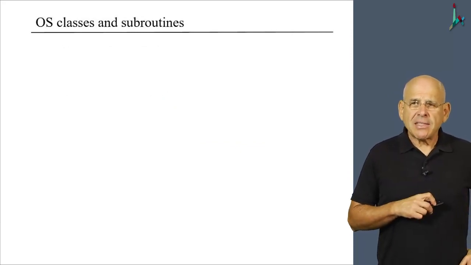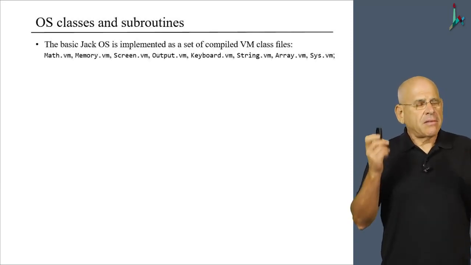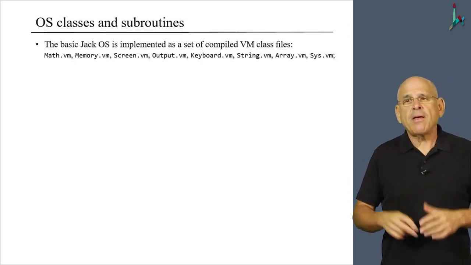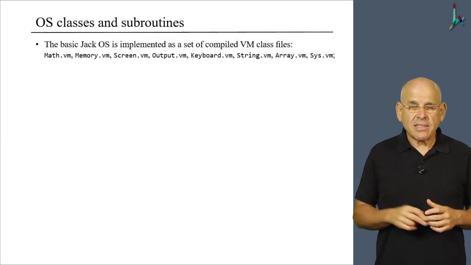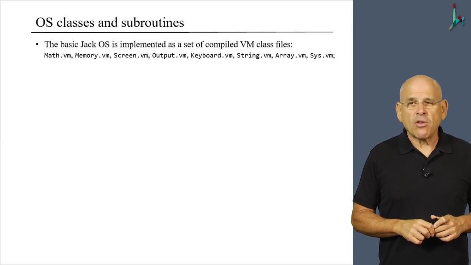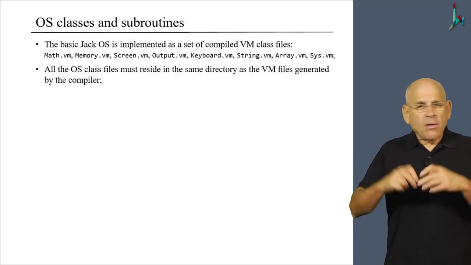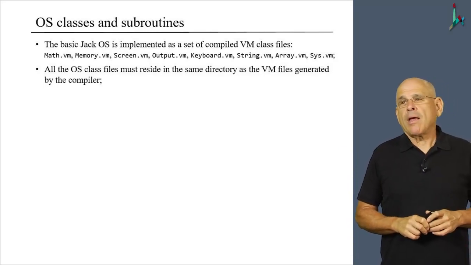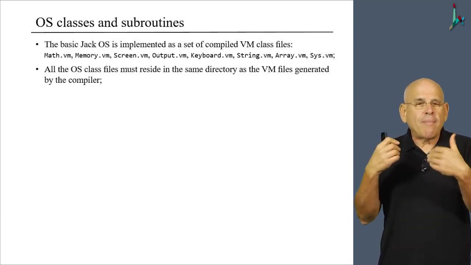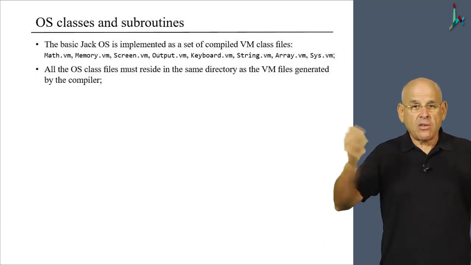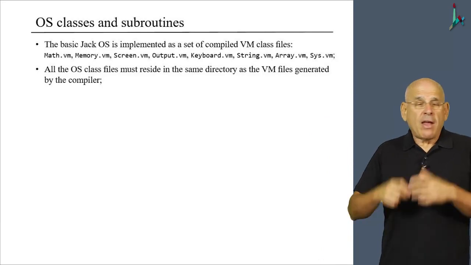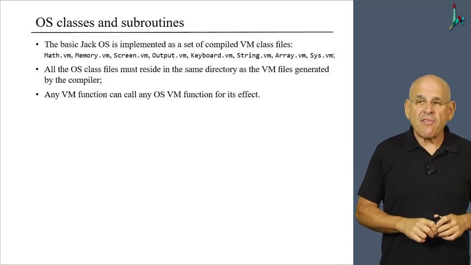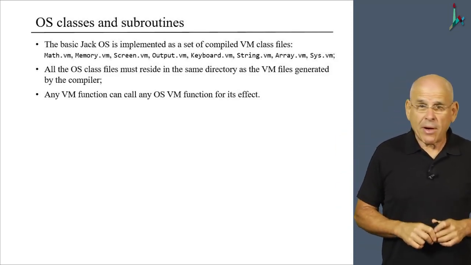All right, actually, we also have to discuss classes and subroutines, so let's do it. The basic Jack operating system is implemented as a set of 8 VM classes with names like math.vm, memory.vm, and so on and so forth. We will discuss these classes at length and implement them in the next and final module in the course, module 6. And all the OS class files must reside in the same directory as the VM files generated by the compiler. So as you see, at this directory level, there's no difference between your application files and the OS files. They're all treated as a big collection of VM files. And therefore, any VM function in your code can call any OS VM function in any one of these classes for its effect. And that's how we handle the operating system.